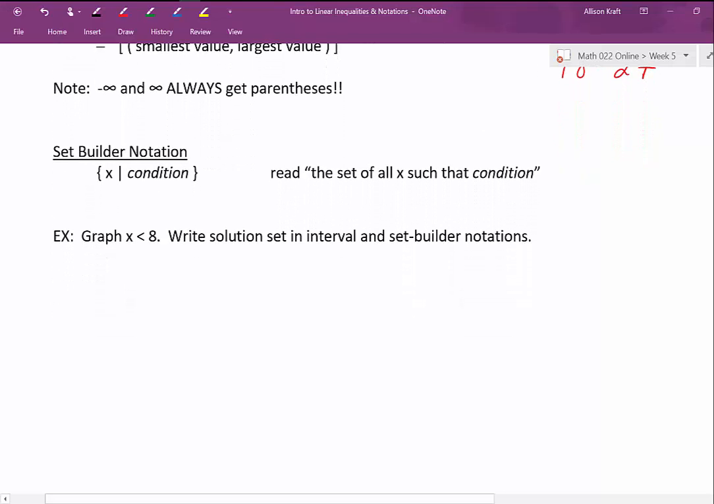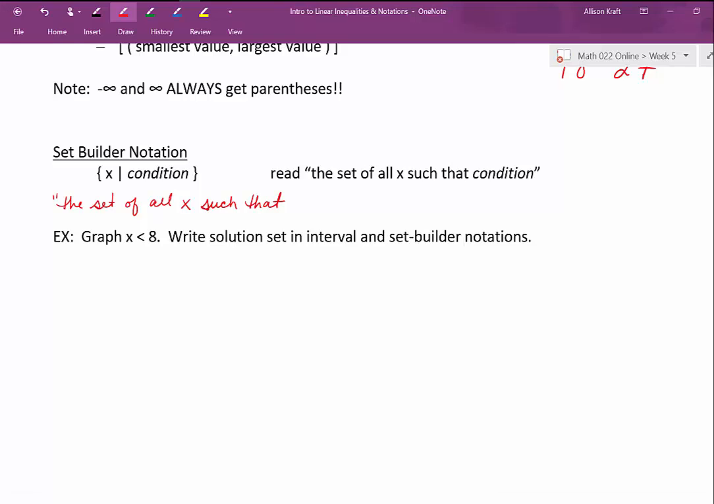Set builder notation always starts the same: the set of all x such that. That's how we read this. These squiggly braces here are set brackets, which mean the set. The x that we see tells us the set of all x. The vertical line means such that. Some people choose to use a colon instead of a vertical line to mean such that.